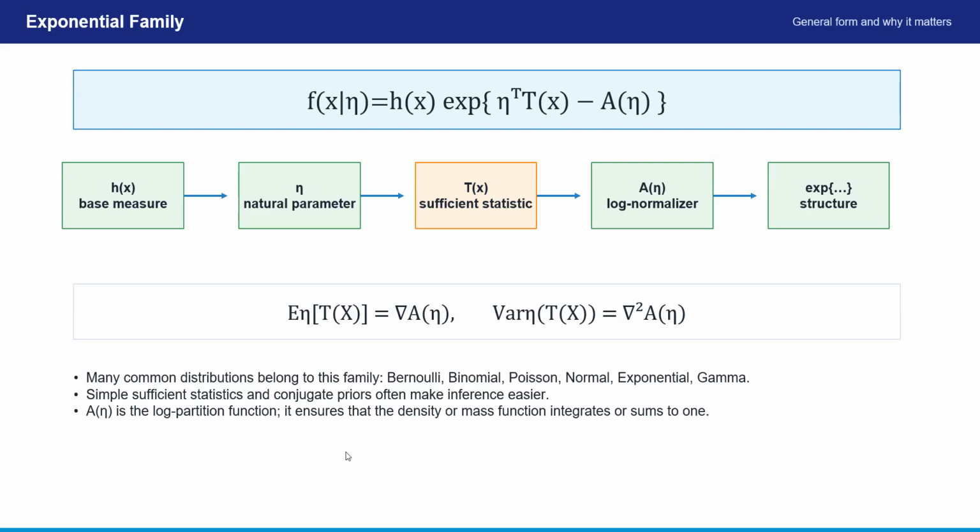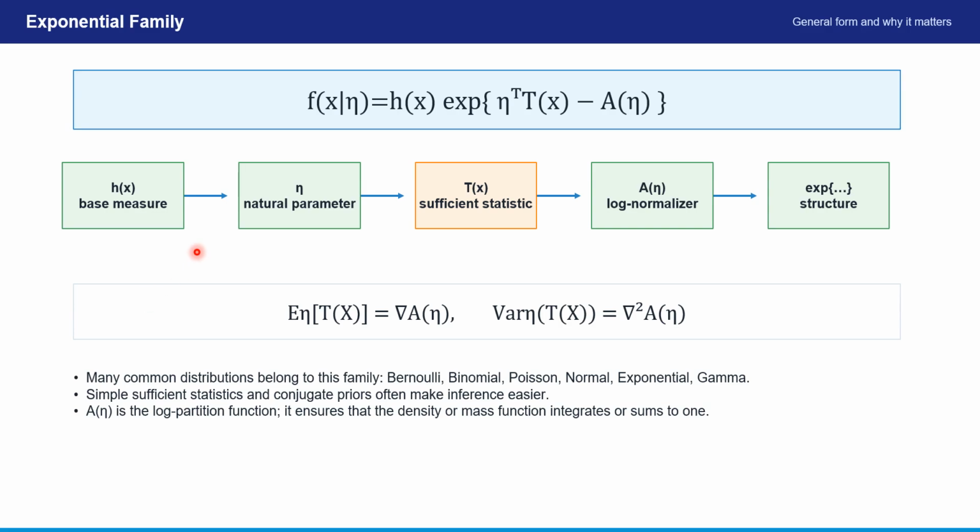The exponential family is a large and important class of probability distributions. Many distributions we use in statistics belong to this family. The general form is f of x given eta equals h of x times exp of eta transpose t of x minus a of eta.